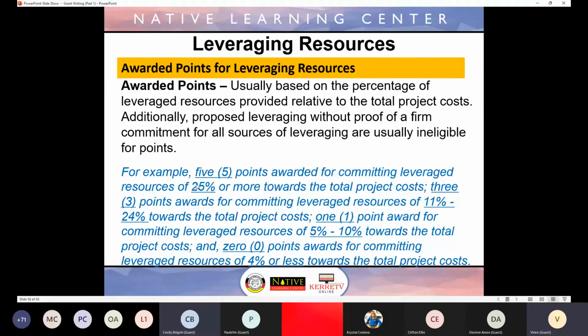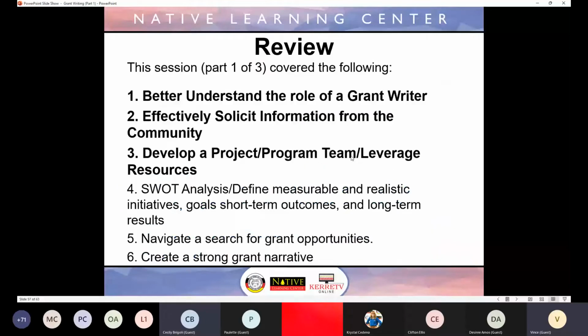Awarding points. A lot of grant applications will award points to some level. This is just an example of points that might be awarded for leveraging resources based on the dollar amount that you are leveraging. As long as you have the backup that I was talking about, the memorandums of understanding, so you have proof, you might be able to convert the dollars that you are leveraging into points that can be awarded on your grant application. So increasing your chances.